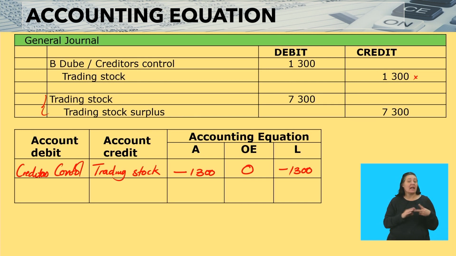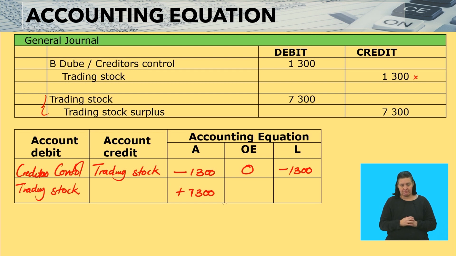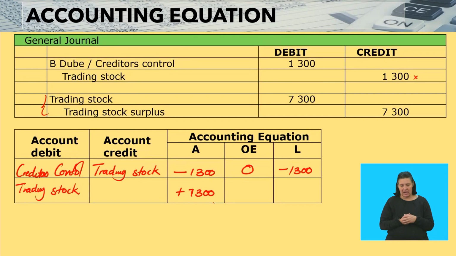Let us see the second aspect then. In the second aspect, I have debited my trading stock. That means I'll come here and I'll debit my trading stock. Debiting trading stock simply means I'll come to my assets and I'm saying plus 7,300 on my assets. I have debited trading stock, and debiting trading stock means I'm increasing my assets. So I'll come and say plus 7,300. And then I will credit my trading stock surplus.